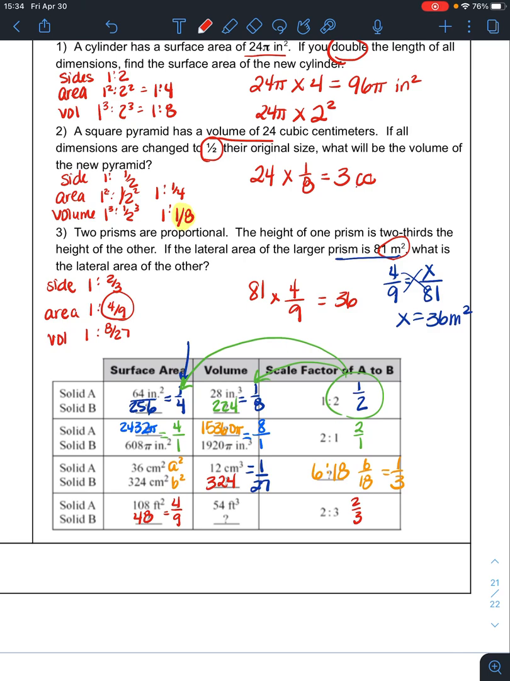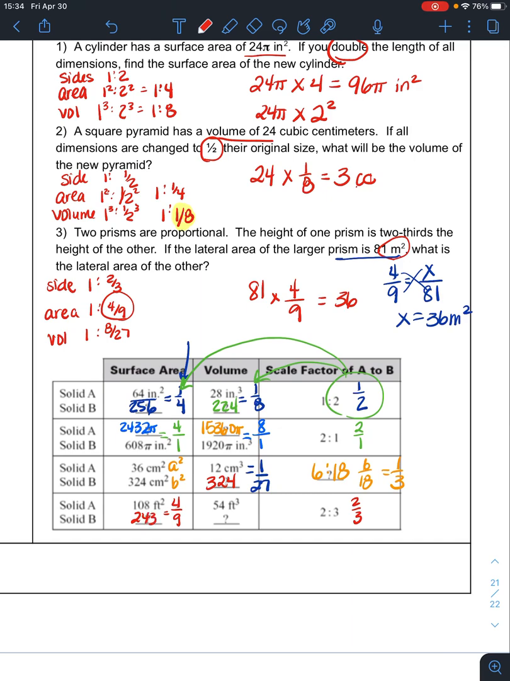That doesn't seem right. Let me check that. It should be bigger than that. I think I did it backwards when I did my key. 108 times 9 divided by 4 should, oh yeah, you know why it didn't make sense to me? Because the 4 is small and the 9 is big. So the 108 should be small. So that should have been 243.